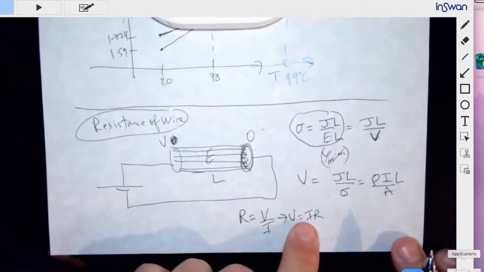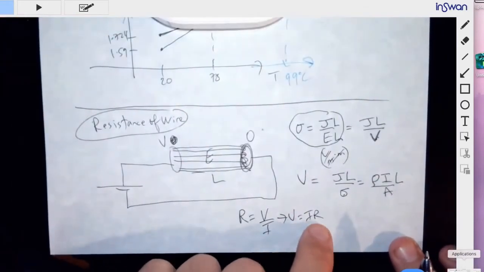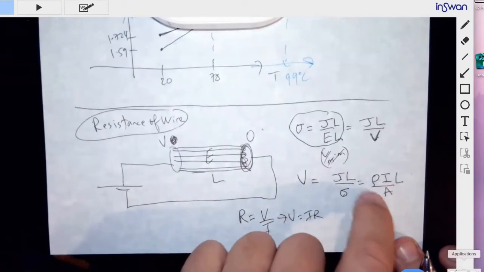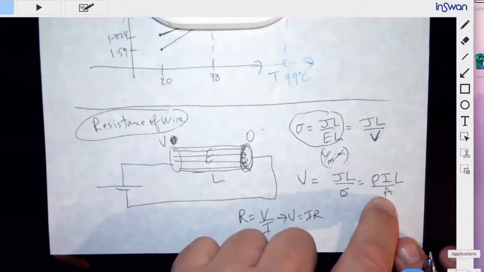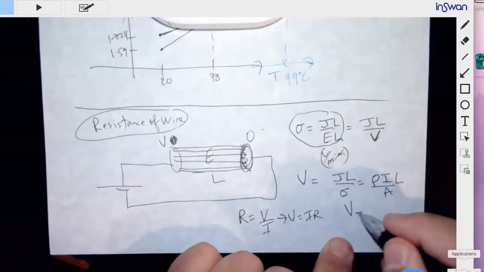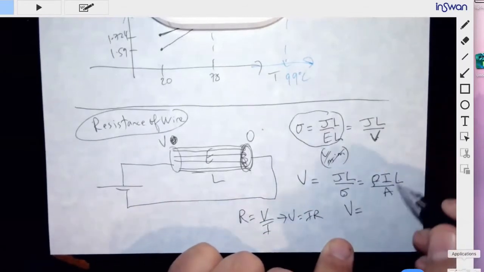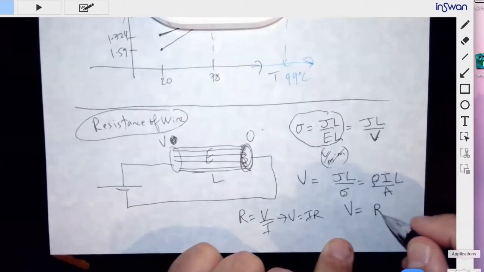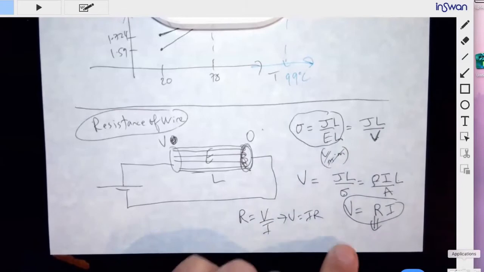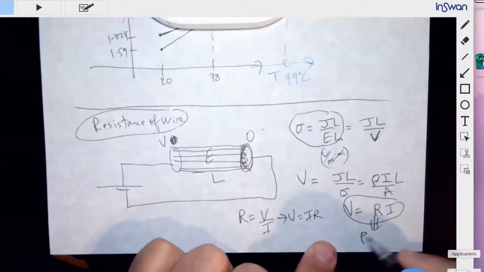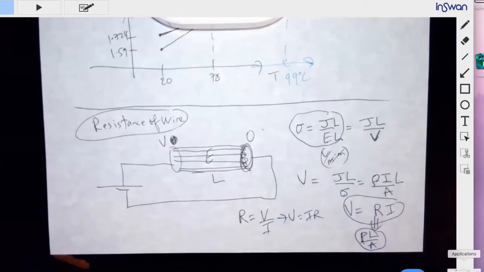Ohm's law, right? Voltage is IR. So then this thing, rho L over A, should be the resistance of the wire. So voltage is equal to rho L over A times I, which is R I. Therefore, R is equal to what? Resistivity times L over A.